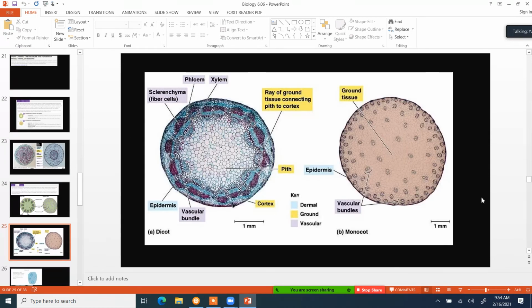I think there's another picture here. On the right, notice that you have these smaller vascular bundles all over the place. And then here on the left, you have the dicot. You see these thick bundles only on the outside, and you're not going to find vascular bundles on the inside. So this is monocot versus dicot.